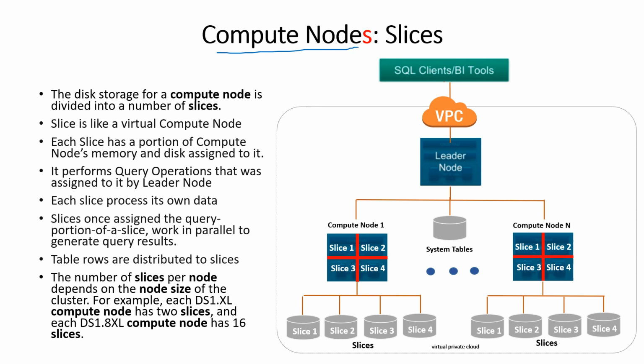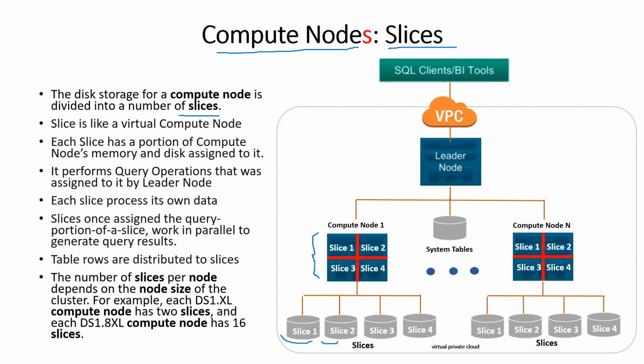Let us review compute nodes and the concept of slices. As shown in this diagram, one compute node can have many slices. In this case, it has 4 slices. The disk storage of a compute node is divided into a number of slices, as shown here.